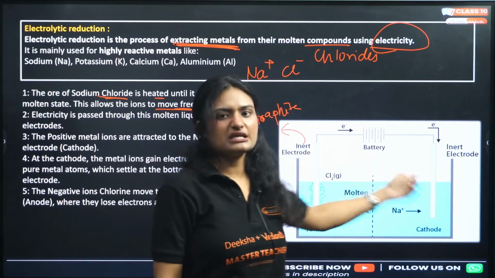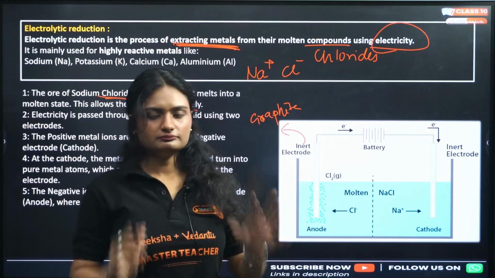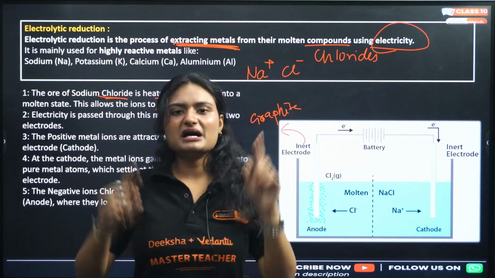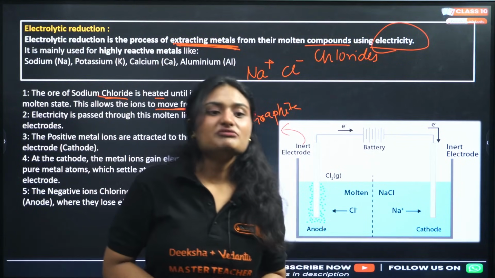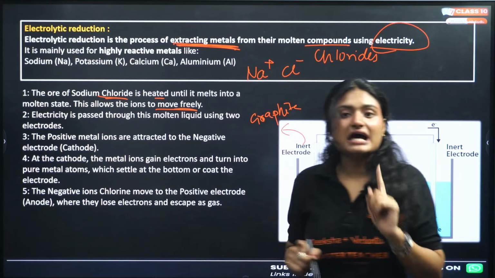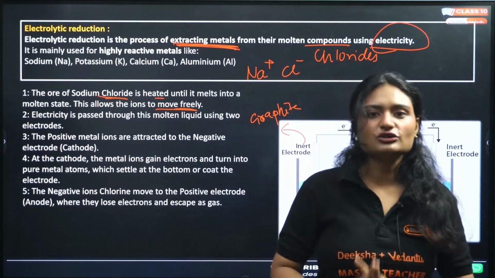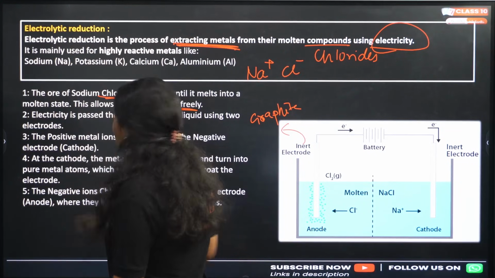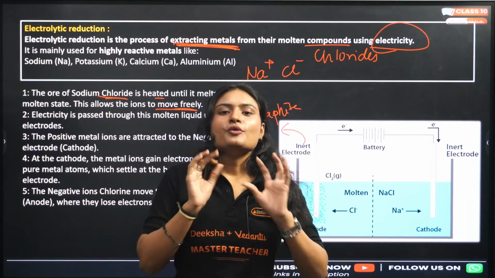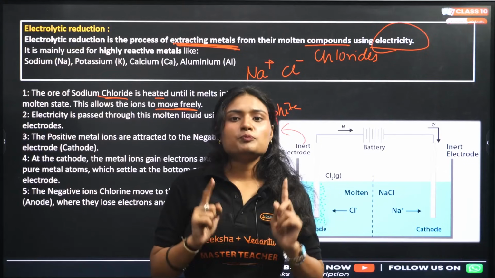Both are made up of the same material. Okay, you have melted it. You have passed electricity through it, right? Now what will happen? There are two electrodes. One is anode and one is cathode. Now, what is anode? Anode is the positive electrode, right?